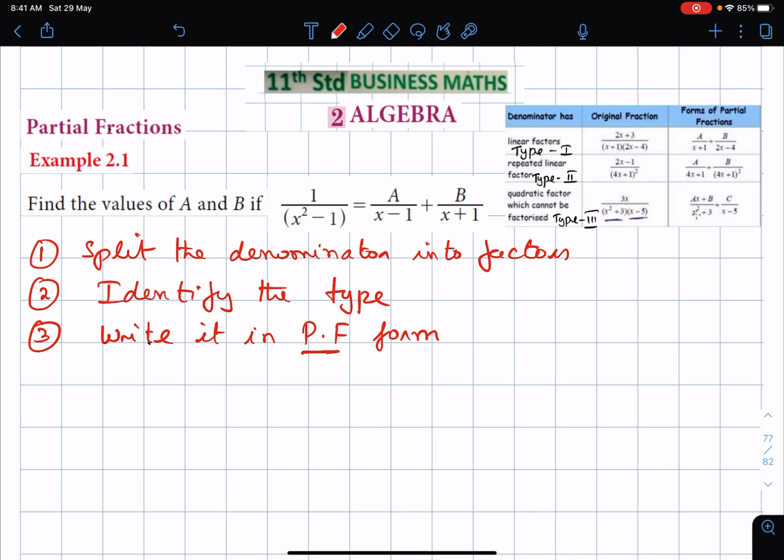For type 1 you will take this one, for type 2 you will take this type, and for type 3 you will take this. These three types you are going to write according to the type after identifying. Then what is going to be your fourth step? Find a and b, whatever number of constants you have got. And your fifth and final step is going to be your result. You are going to substitute this a and b in 1, and write out the result.